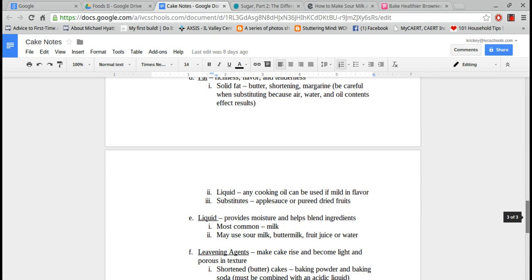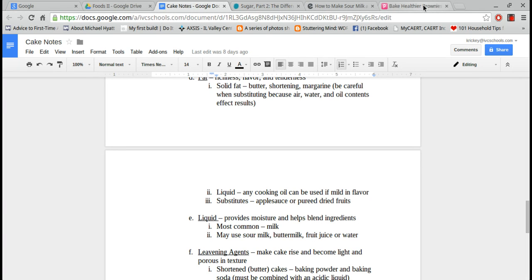When you're cooking with a liquid fat, most oils will work, although they should be mild in flavor. Common baking oils are a veggie oil or a canola oil. Coconut oil is becoming more common, but it does have a strong flavor to it. Olive oil is something that's typically used for cooking, not so much for baking.